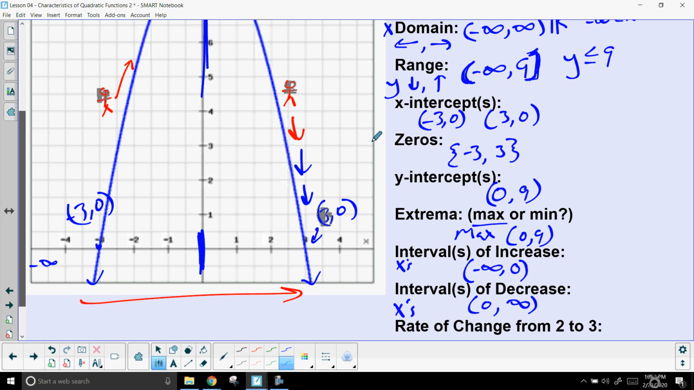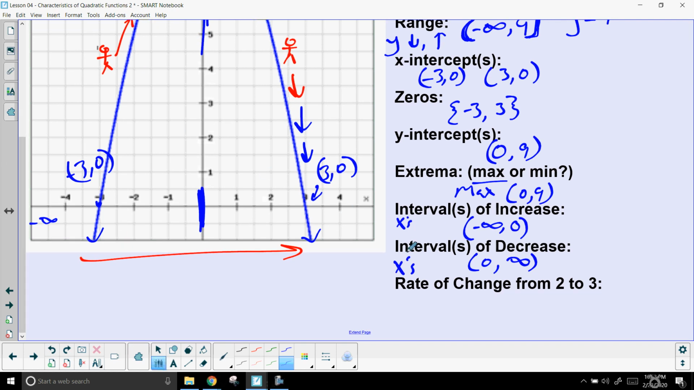All right. Rate of change. Remember, that's the slope idea. Slope is rise over run. The formula from last year is y2 minus y1 over x2 minus x1. But we need points. This 2 is an x and this 3 is an x.